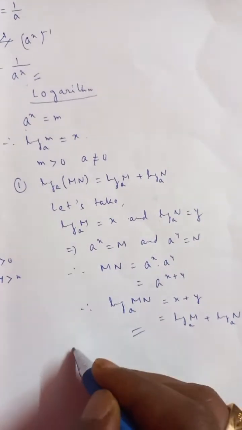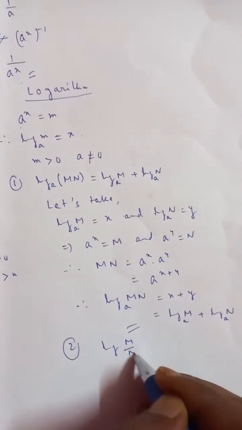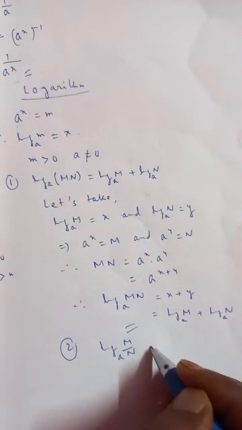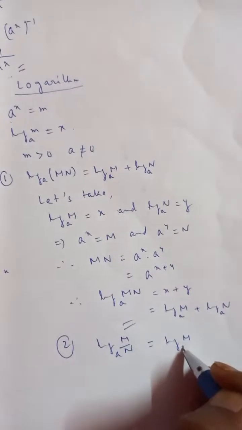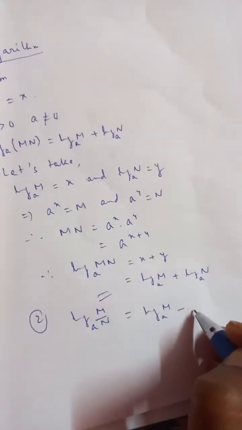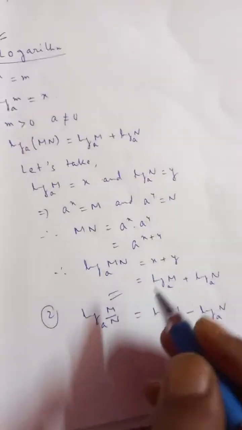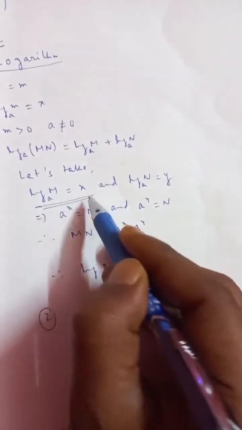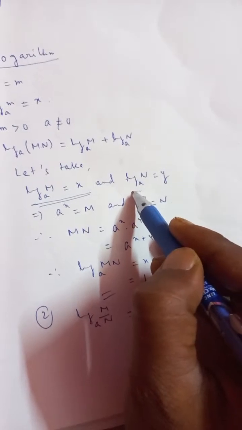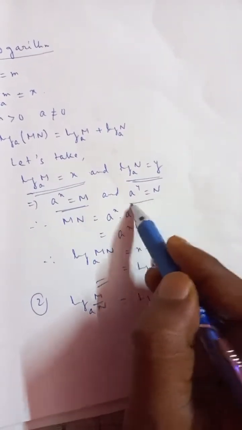If this is in the form log of m by n base a, this is our second formula, log of m base a minus log of n base a. So here again we take these two, that log of m base a is equal to x and log of n base a equal to y. Then we have a to the power x is equal to m and a to the power y is equal to n.